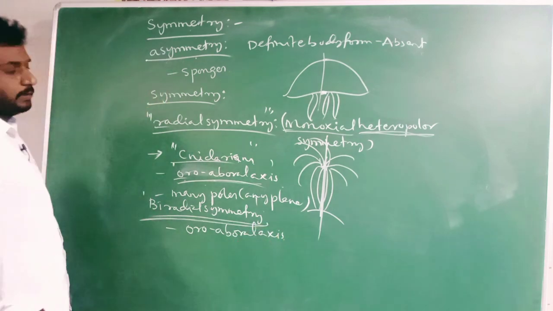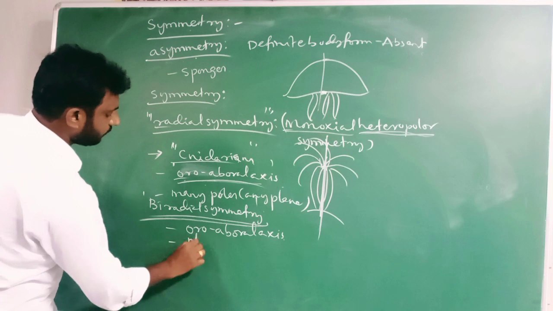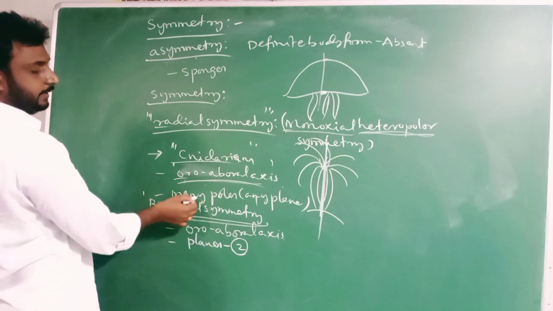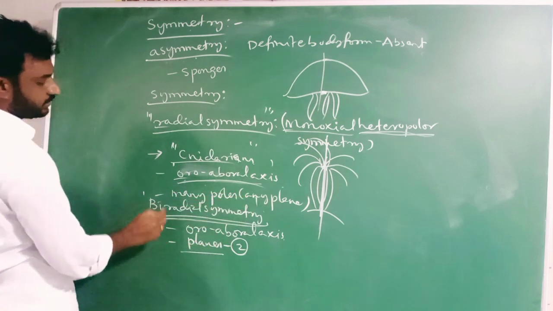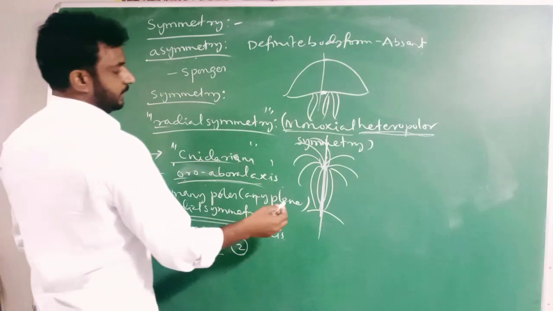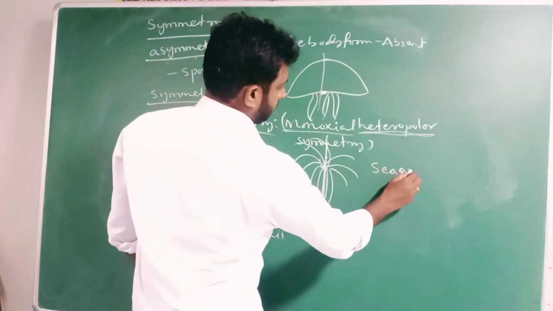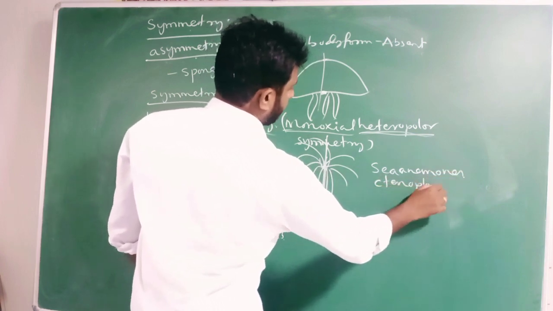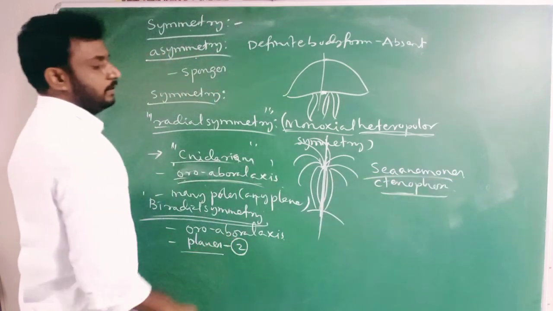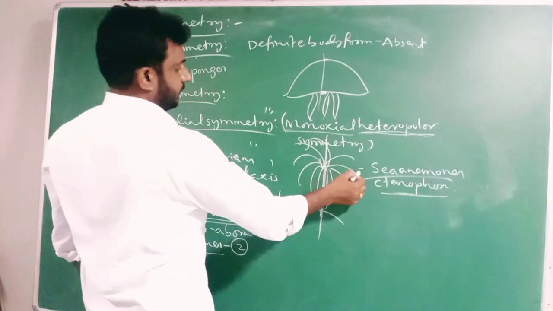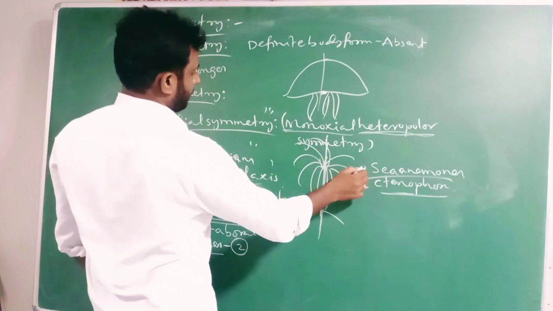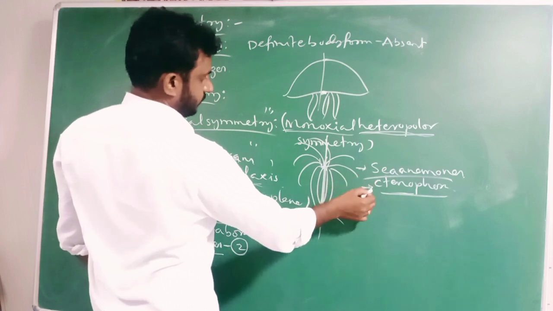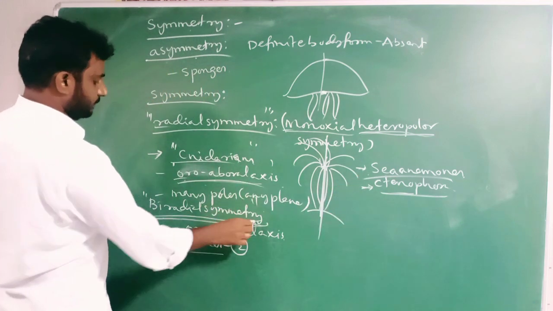Oro-aboral axis, but planes are only two. In radial symmetry, there are many planes, but here only two planes, which is called biradial symmetry. Examples for biradial symmetry are sea anemones and ctenophores. Sea anemones belong to the phylum Cnidaria, and ctenophores are the comb jellies.